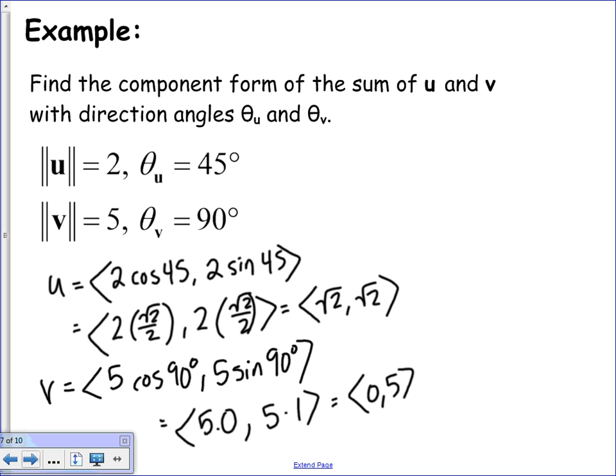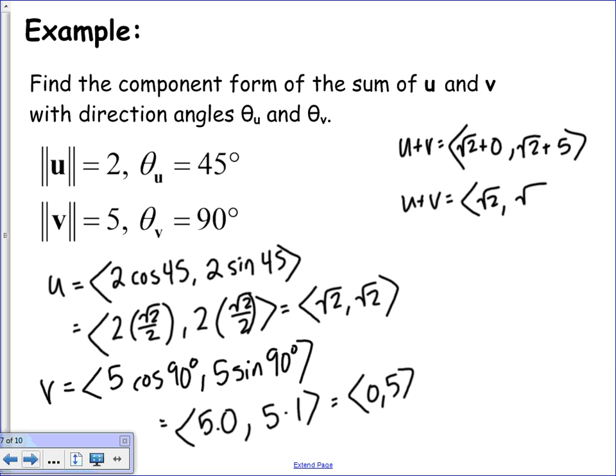And then this one's asking us to find the sum. So now we add them together, which we talked about yesterday: add the horizontal components, add the vertical components. So I'm going to say u plus v is square root 2 plus 0, comma square root 2 plus 5. And I could simplify that to be just square root 2, comma square root 2 plus 5. And I have the sum.